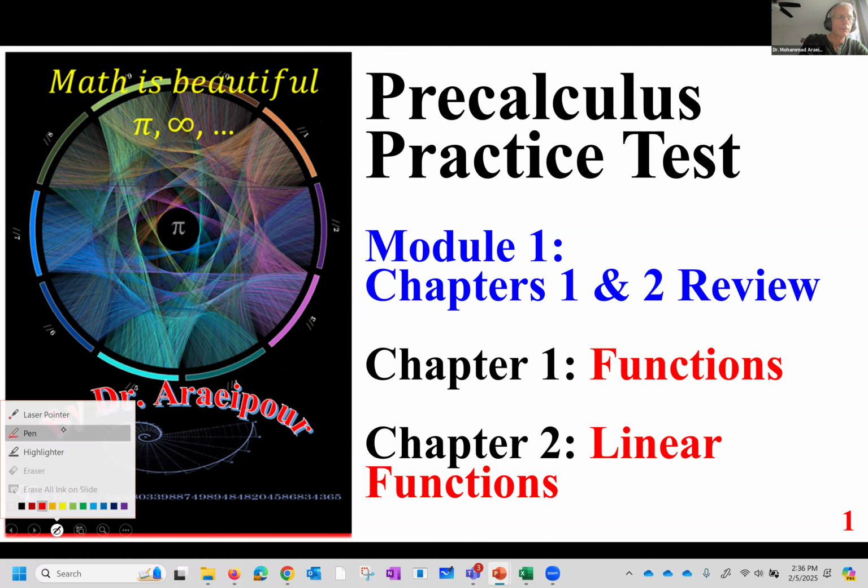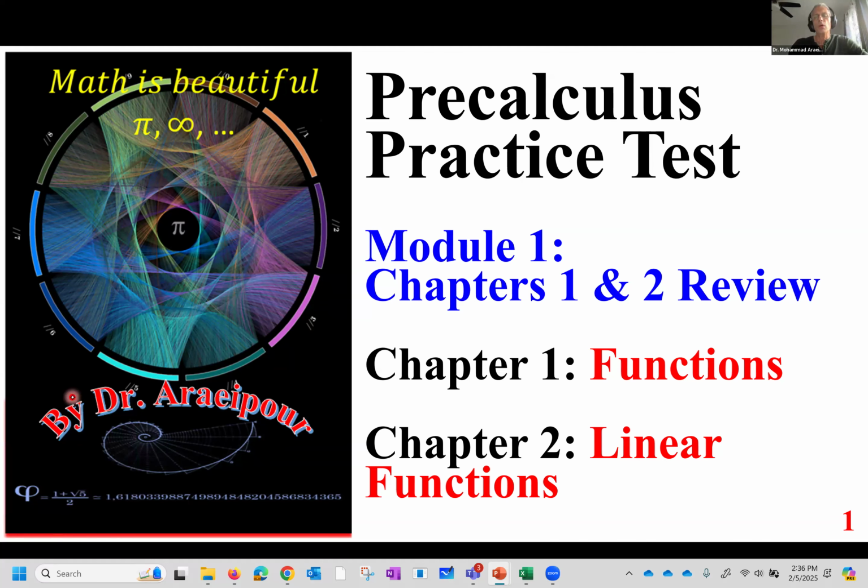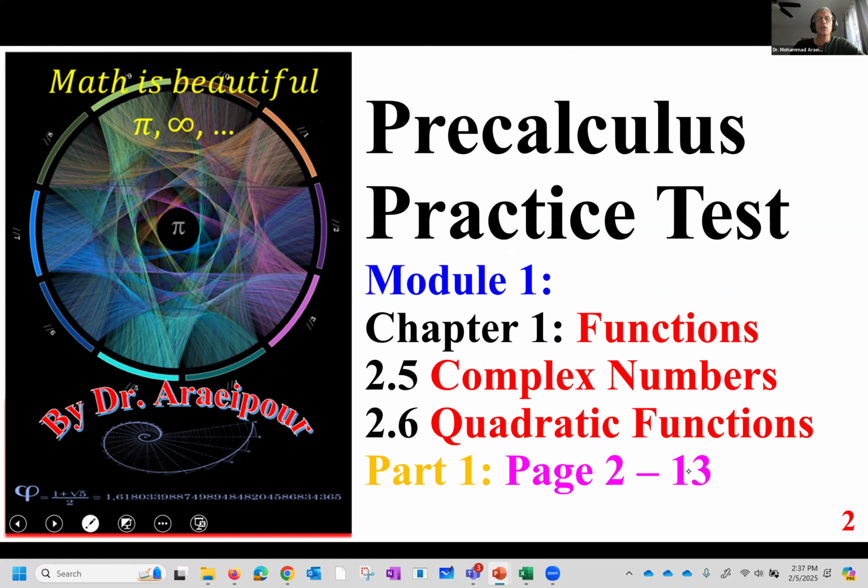Good afternoon, class. We are looking at the first module covering chapters 1 and 2. Here's chapter 1, functions, chapter 2, linear functions. And we're going to go with the first part, chapter 1, functions, 2.5 complex numbers, 2.6 quadratic functions. And we're going to cover the first part.